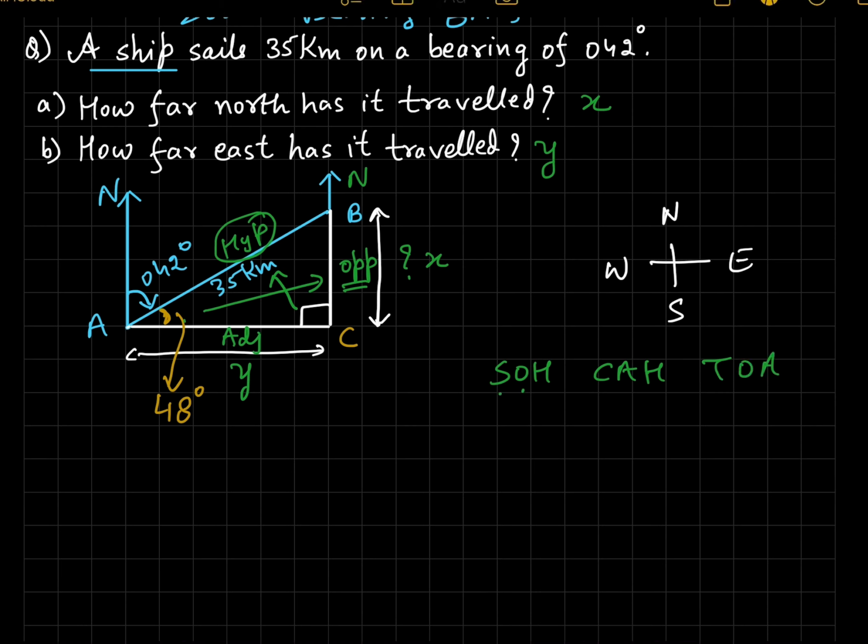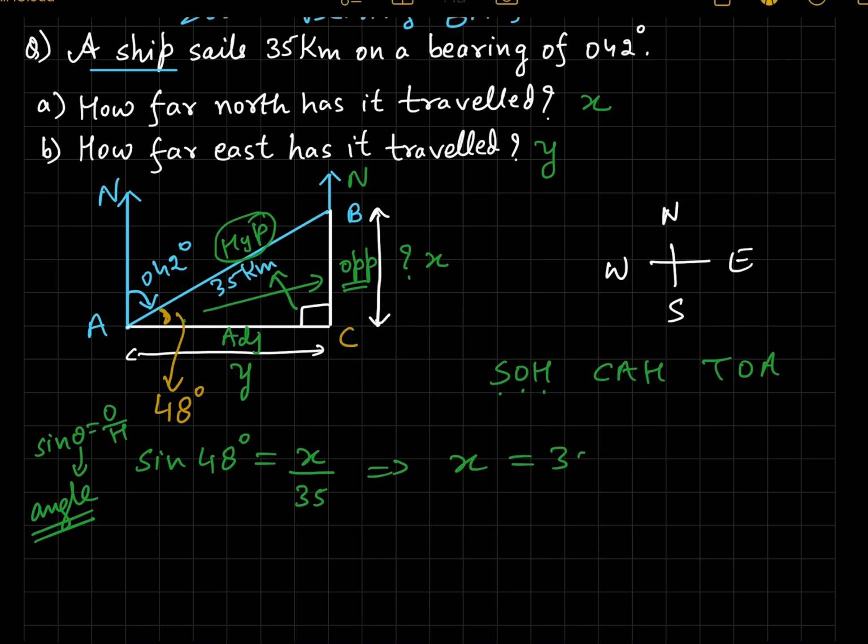So sine is opposite over hypotenuse. So I will write sine of which angle? 48 degrees. Sine of 48 degrees is equal to opposite over hypotenuse. Okay, I will write here sine theta is equal to opposite over hypotenuse. Theta stands for angle. Okay, so now I can simply do that my X would be equal to 35 times sine of 48 degrees. So now we can use our calculator to find out how much it would be.